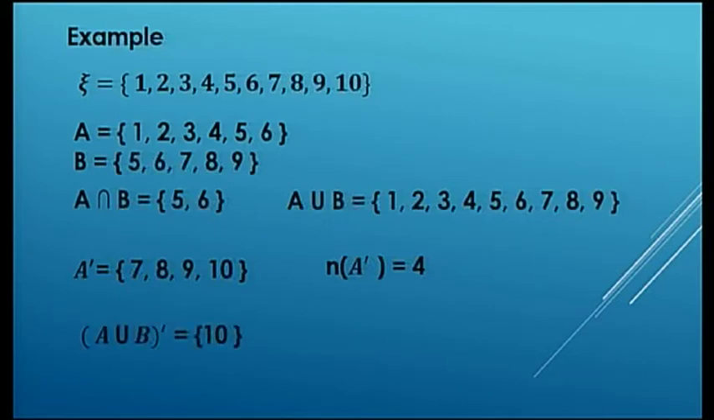We talked about A union B, but now if I ask you A union B dash, look at the set A union B. A union B dash means the complement set of A union B. Looking at the set A union B, then you look at the universal set. You will see that number 10 is missing in A union B compared to the universal set. So the set A union B dash is equal to 10.